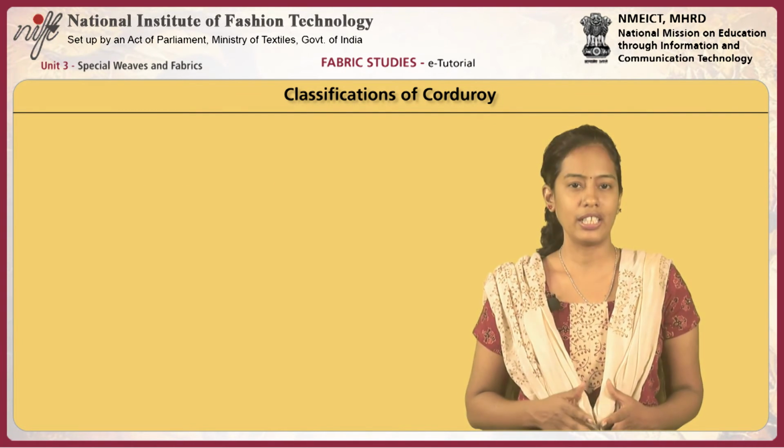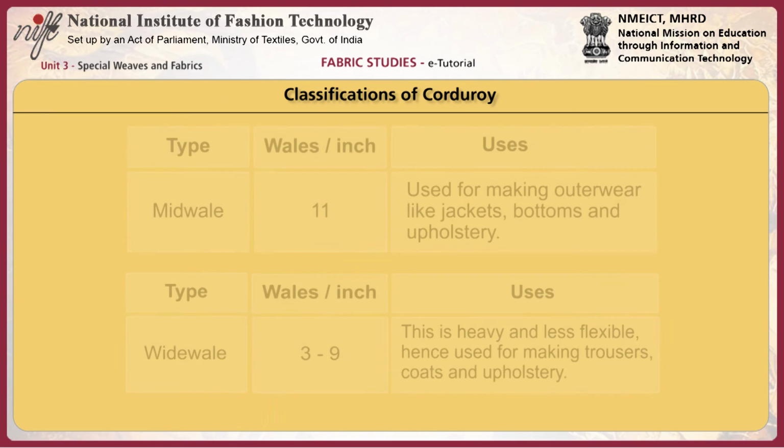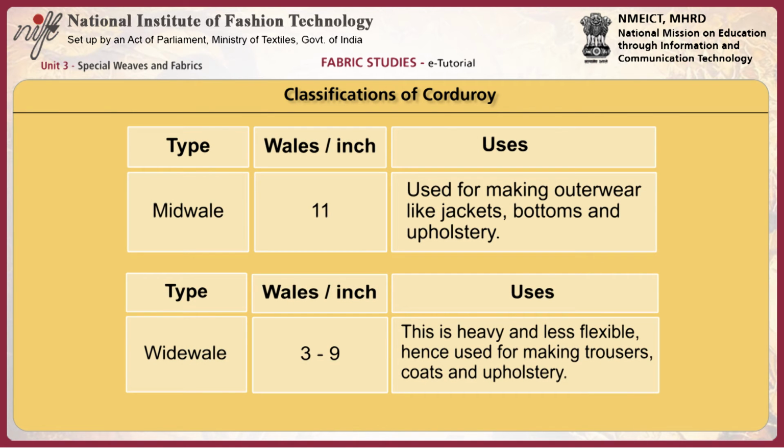Various types of corduroys include feather wale with wales per inch of 18 to 19, flexible and with shallow pile, hence used for making tops, gloves and bottoms. Pin wale, 14 to 16 wales per inch, flexible and shallow pile, hence used for making tops, gloves and bottoms. Mid wale has about 11 wales per inch, used for making outerwear like jackets, bottoms and upholstery. Wide wale has 3 to 9 wales per inch. This is heavy and less flexible and used for making trousers, coats and upholstery.